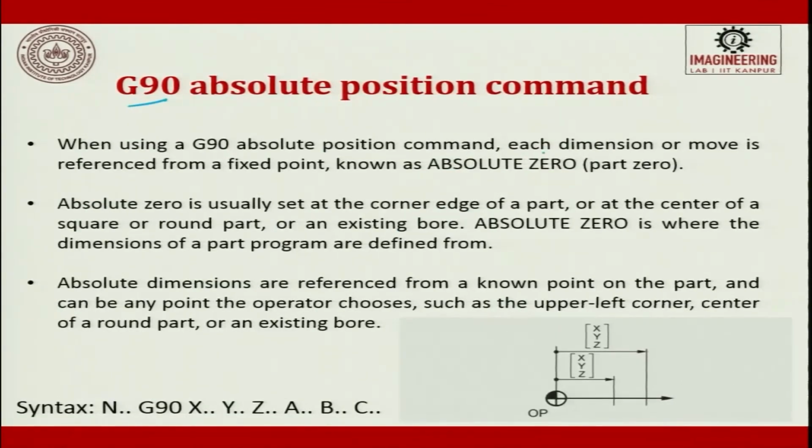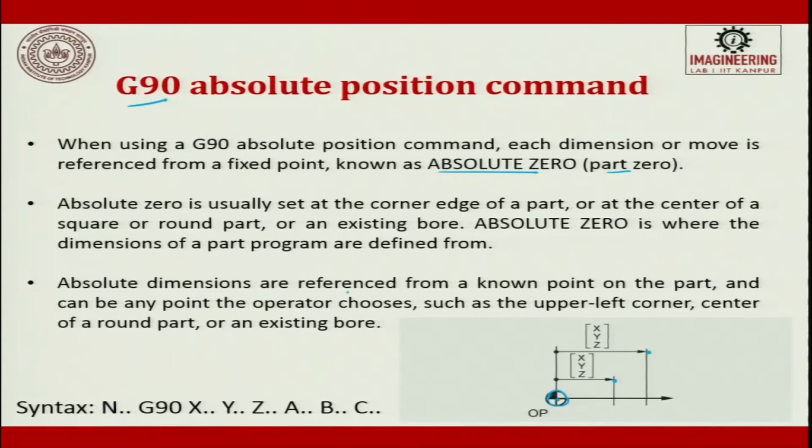G90 is the absolute position command. Each dimension or move is referred from a fixed point known as the absolute 0 point, or part 0. The absolute 0 is usually set at a corner edge of a part, or at the center of the square or round part, or an existing bore. Absolute 0 is where the dimensions of the part program are defined from. So, this is the absolute 0,0. From this point I define the xyz for this and the xyz for this.